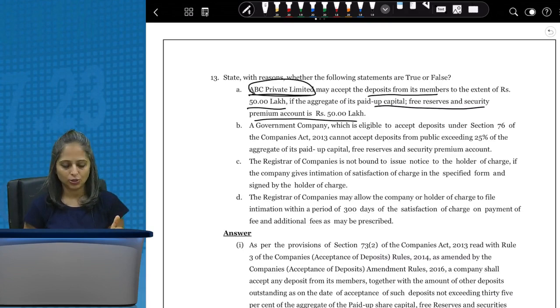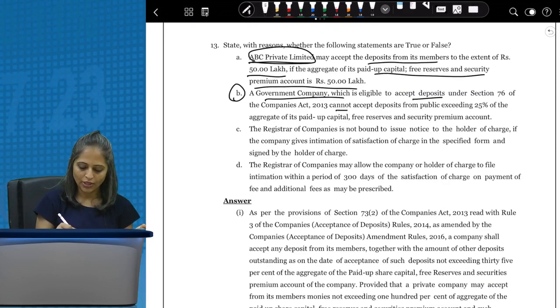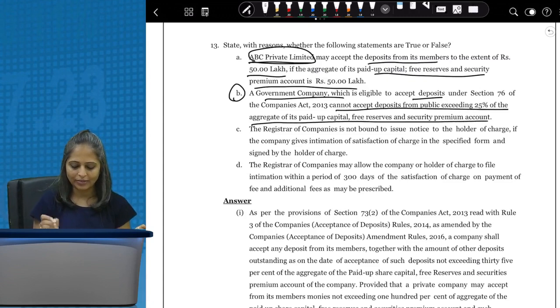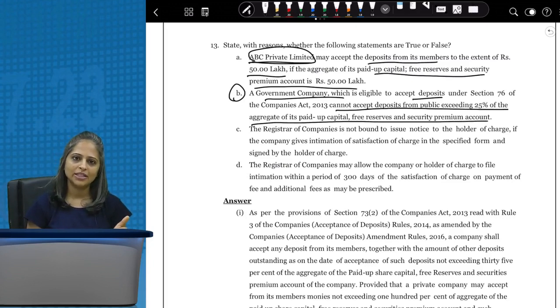Point number 2: a government company which is eligible to accept deposits under section 76 of the Companies Act cannot accept deposits from the public exceeding 25% of the aggregate paid up capital, free reserves and securities premium account. So just as you have a limit for private and public companies, you also have a limit for government companies. For government companies, what is the limit that's given for acceptance of deposits? It's 35% of paid up capital, free reserves and securities premium.